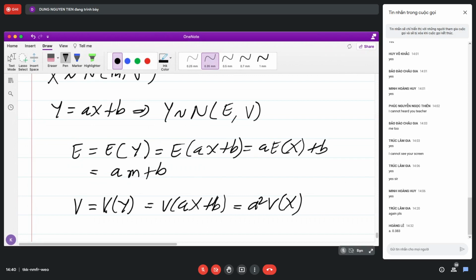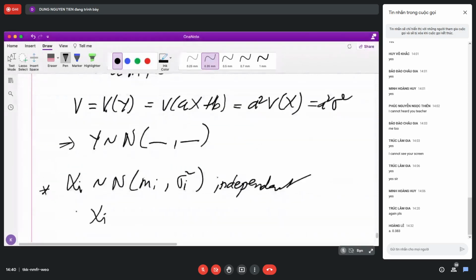On the other hand, if you have the Xi, they follow normal distributions with the mean mu i and variance sigma squared i, and they are independent, then the sum of Xi will follow a normal distribution as well.